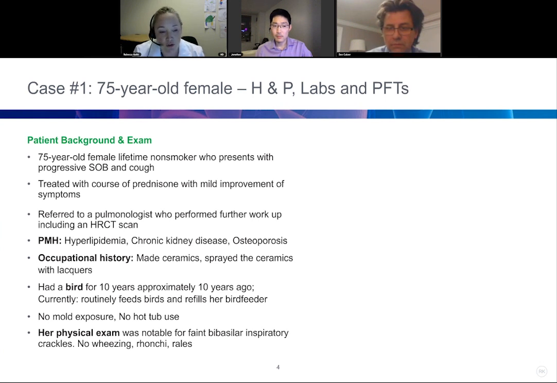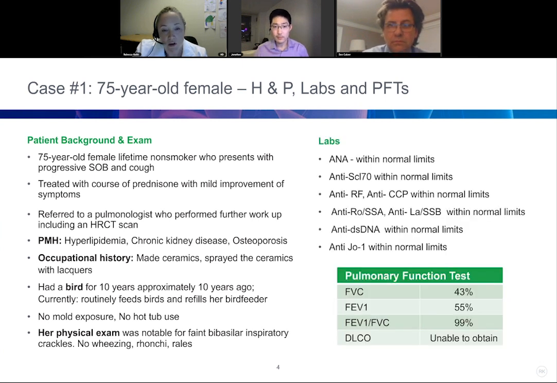She has no mold exposure, no hot tub use, and her physical exam is notable for those dry bibasilar inspiratory crackles that are the hallmark of interstitial lung disease. We get some initial labs because we're being good detectives and we want to make sure that we consider autoimmune lung disease. And essentially those are all negative. We do pulmonary physiology, and we can see that our FVC is 43% predicted and our FEV1 is 55% predicted. And that's in a restrictive pattern, which we might expect in interstitial lung disease, and we were unable to get a DLCO.